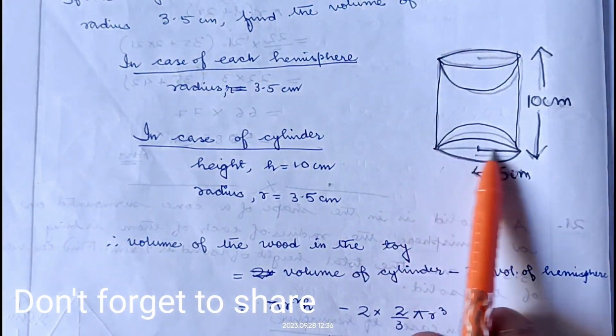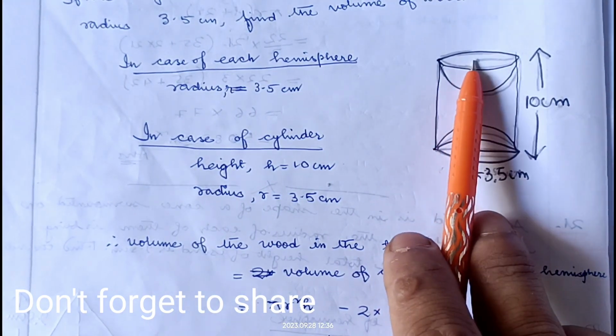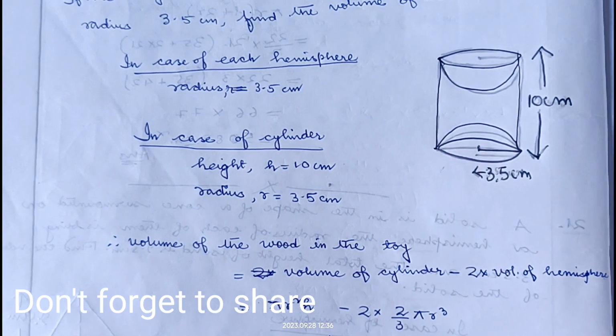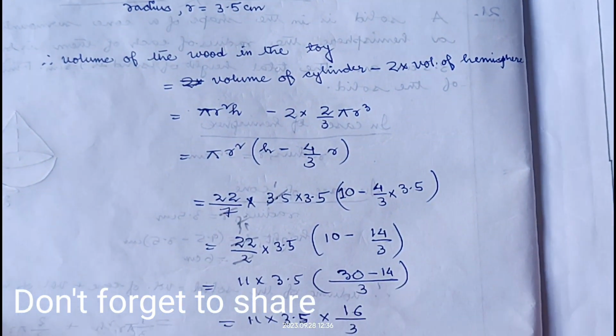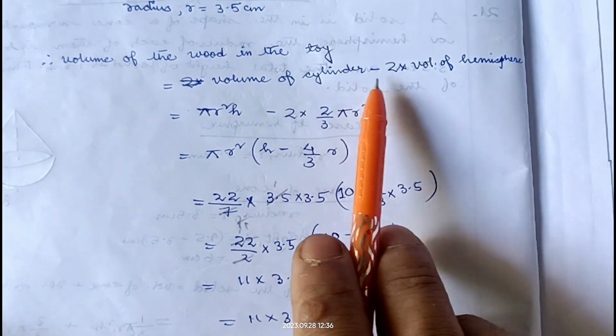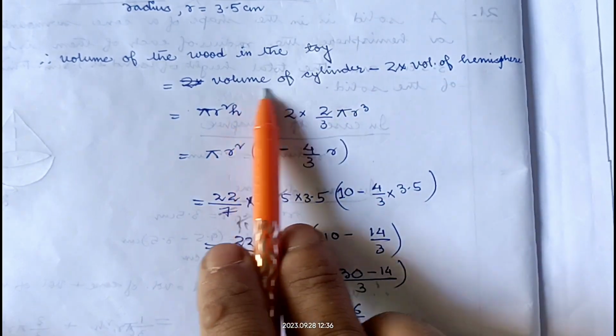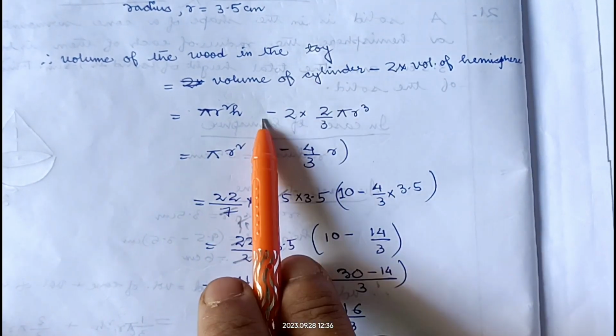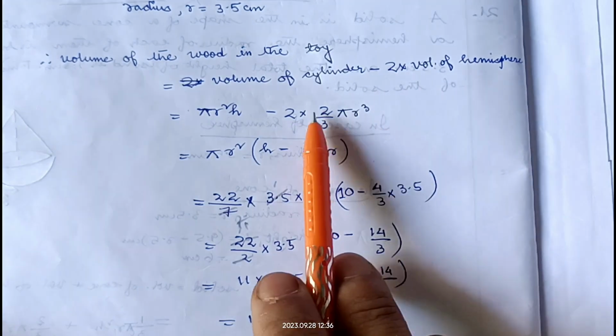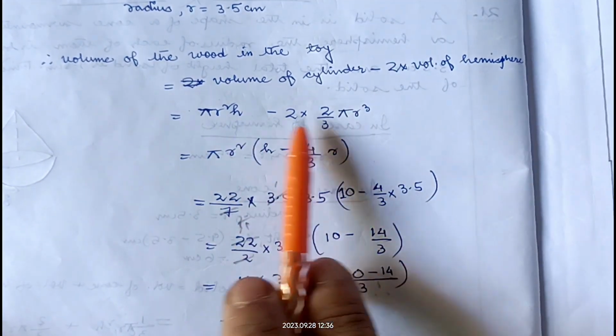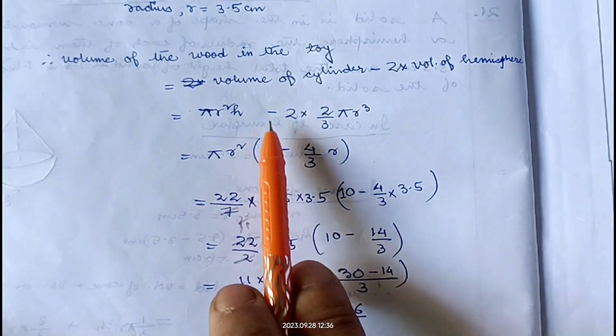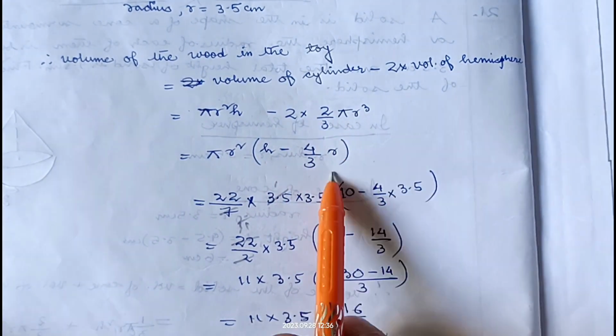Here it will be volume of the cylinder minus volume of this hemisphere and the lower hemisphere. So we can write volume of the wood in the toy will be volume of the cylinder minus 2 into volume of hemisphere. Volume of cylinder is pi r square h, minus 2 into volume of hemisphere, which is 2 by 3 pi r cube. From this, I can take pi r square common. h minus 4 by 3 r.